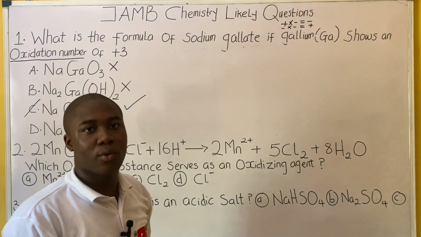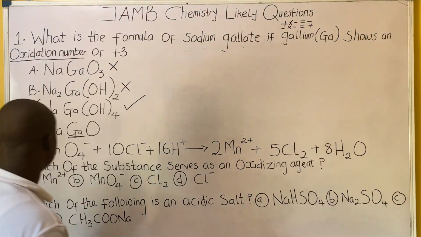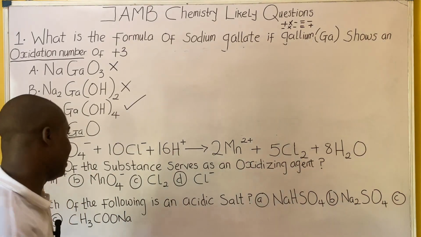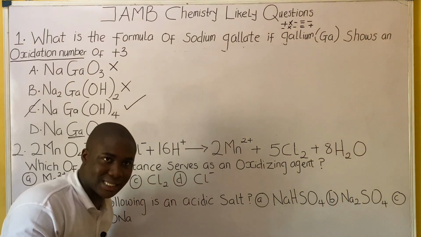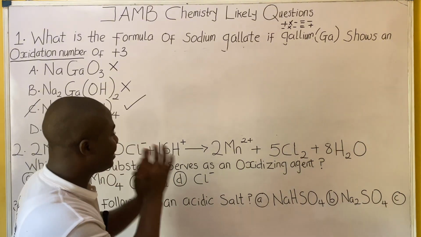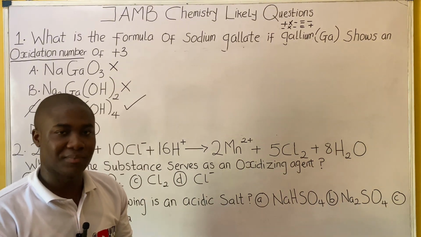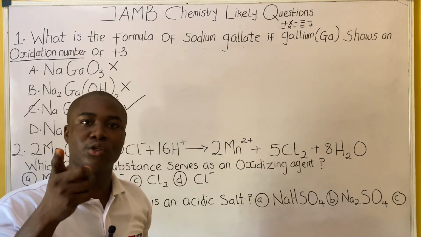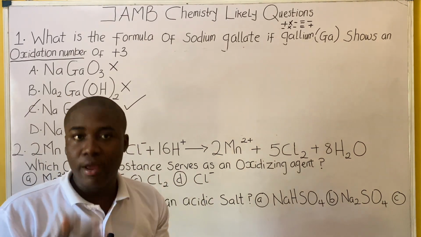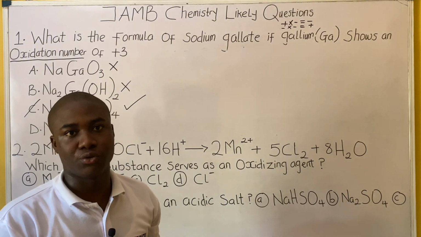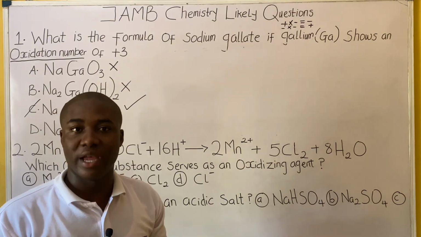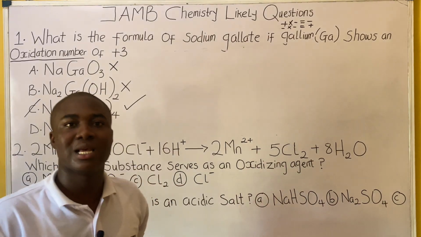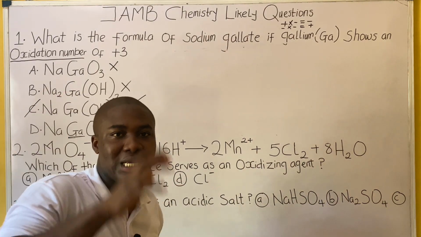So let's get into question 2, and question 2 says, all right, they gave us a reaction. And what does the question say? It says, which of the substance, just listen, serves as an oxidizing agent? It's very simple. Before I even explain what an oxidizing agent is, I have to tell you something very, very important. In reactions in chemistry, we have 2 types of agents present in a reaction, and they are the oxidizing agent as well as the reducing agent.